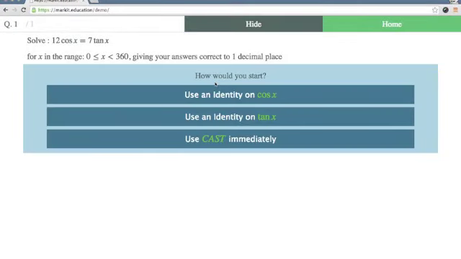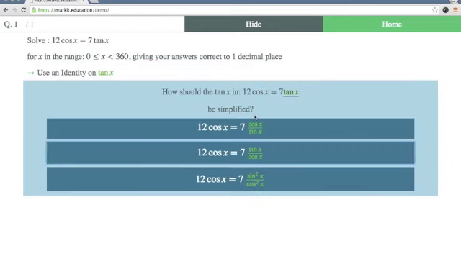The first thing it does is ask me to pick the right approach in starting the question. And these are typical mistakes that students would make. So if I pick the correct one, it then appears as the previous step and leads me on to the next action, which is to ask how to simplify the tan x.